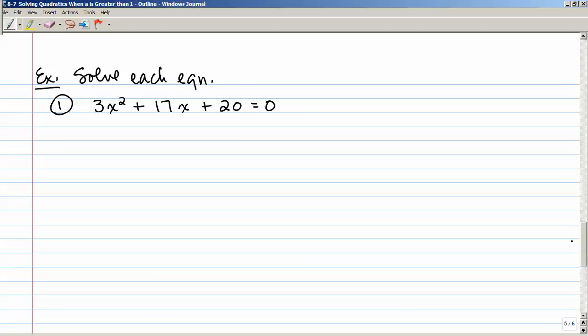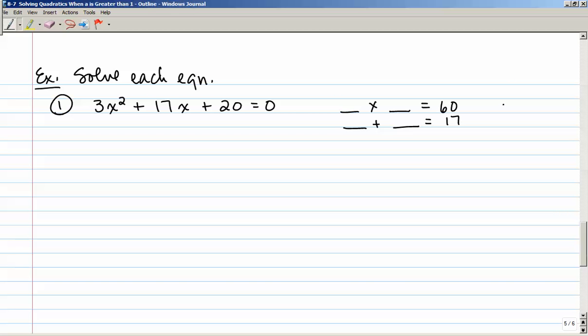And our last couple examples here are going to be to solve equations. Again, we're going to be using the zero product property. So I need to factor each one of these first. So for right now, I'm just going to ignore the equals 0 and try to factor this trinomial. So I need two numbers that multiply to 3 times 20, which is 60. And then the same two numbers have to add up to 17.